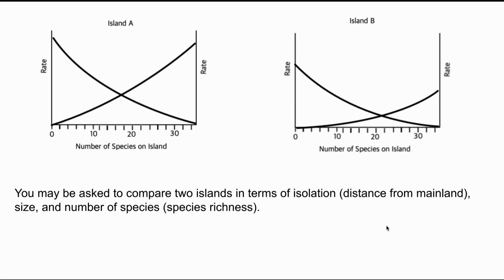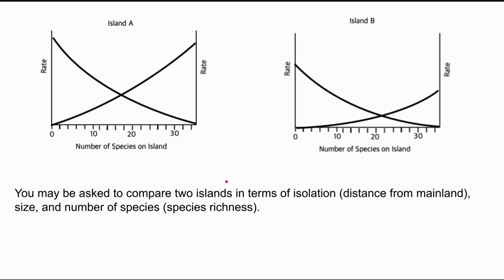Often on the AP test, they're going to ask you to compare two islands. So here's island A, and here's island B, and they're going to ask us to compare them in certain ways, maybe in terms of how far they are from the mainland, the size of the island, or the number of species. So let's walk through how you would do this. The first thing you have to remember is that it's up to you to understand that the one that starts high on the left and drops to 0 is the rate of arrival, and that tells you how isolated the island is. And the one that starts at 0 and moves upward to the right is the rate of extinction, and that's going to give you information about the size of the island.